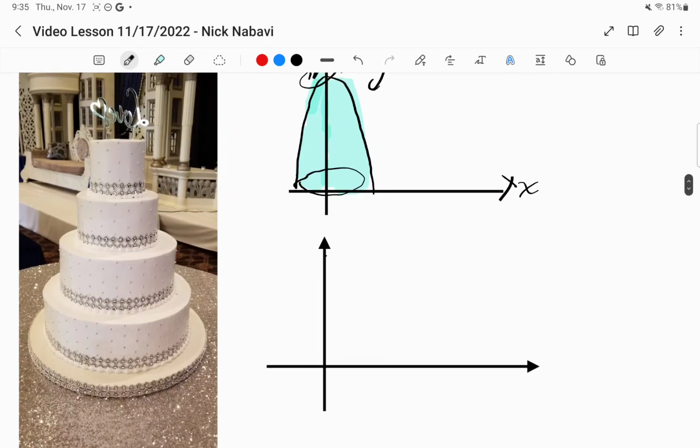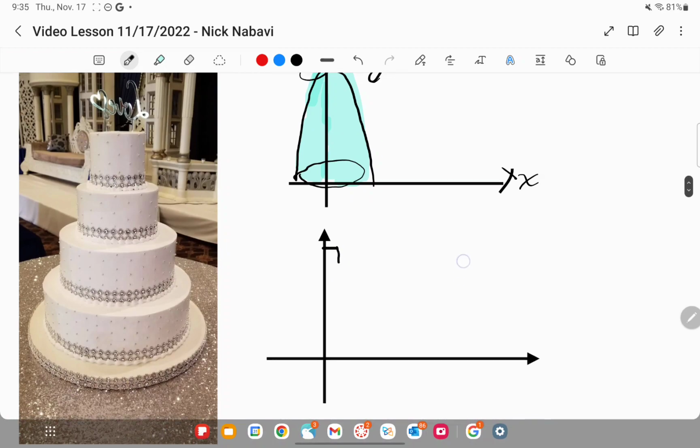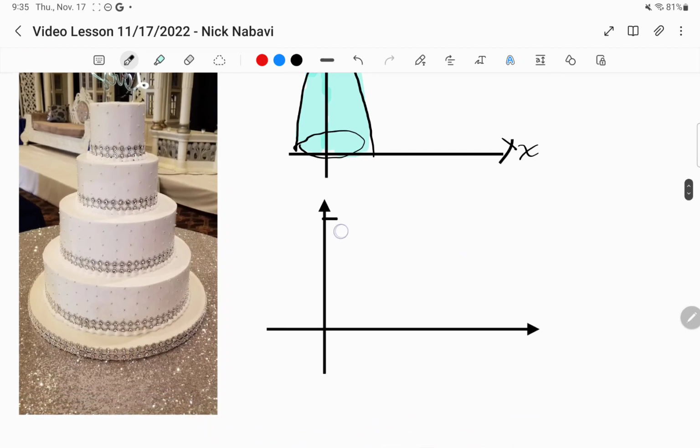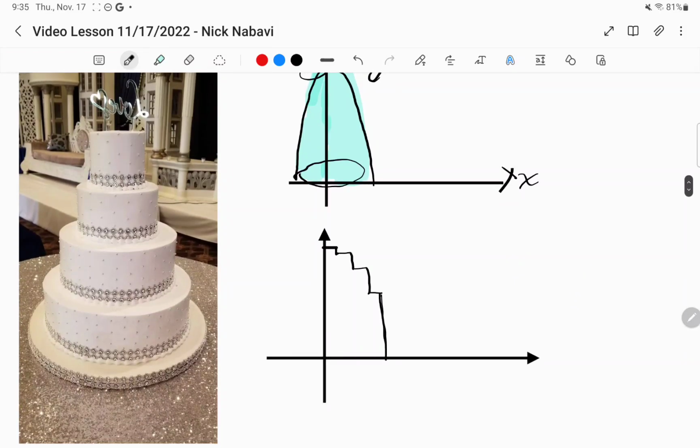So the final function is going to look something like this. The simplified version is going to look sort of like this, and then this, and then this, and then this, something like that, okay? Matches up okay. And then we're going to rotate this shape around the y-axis, okay?